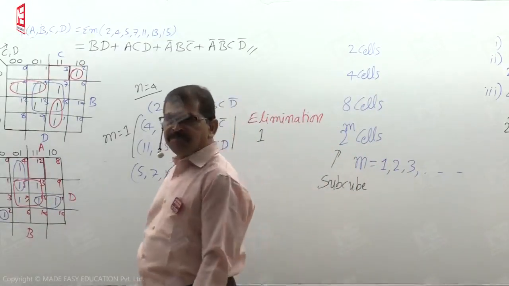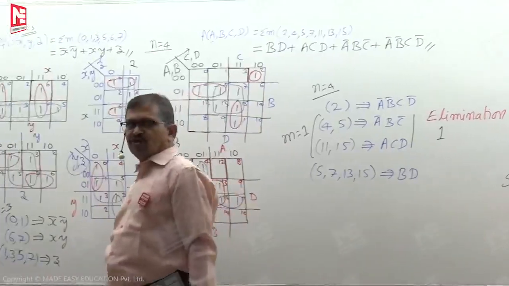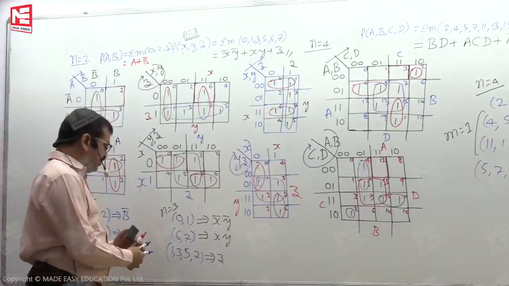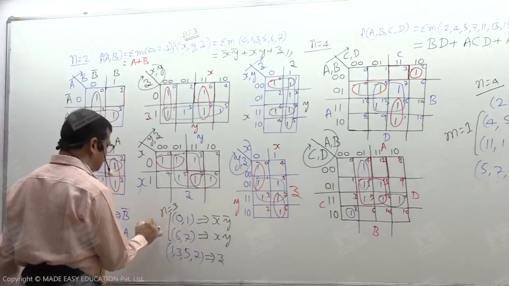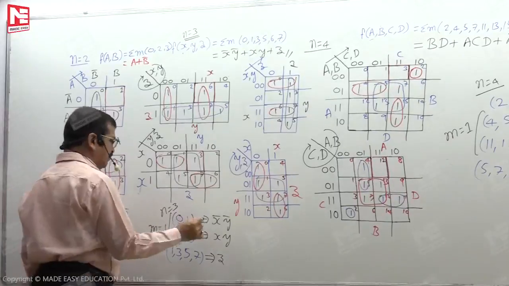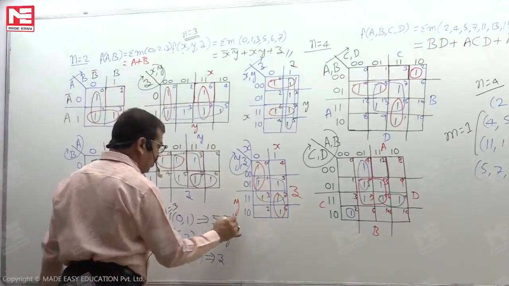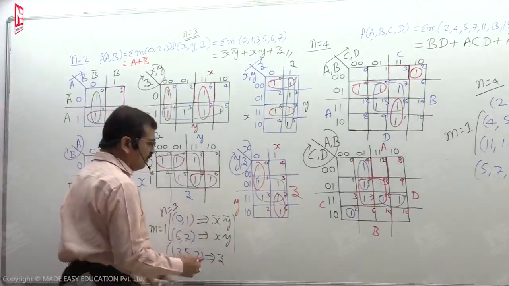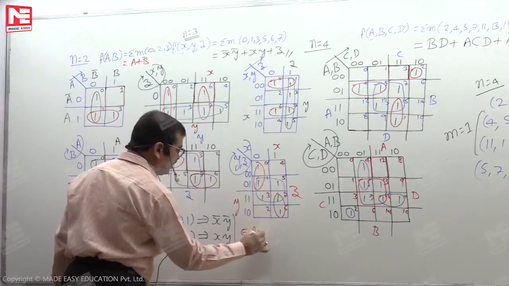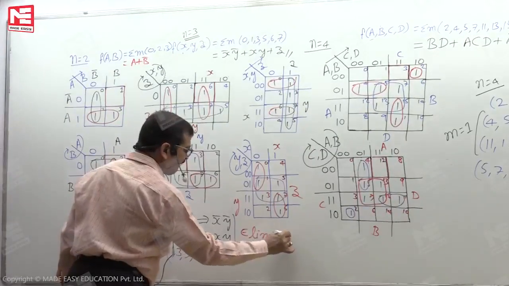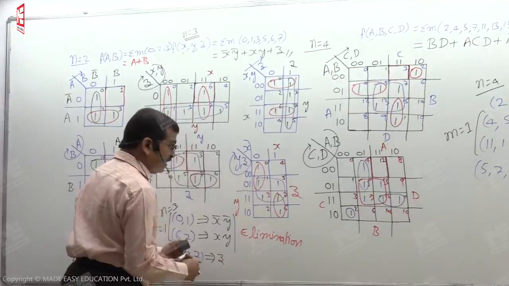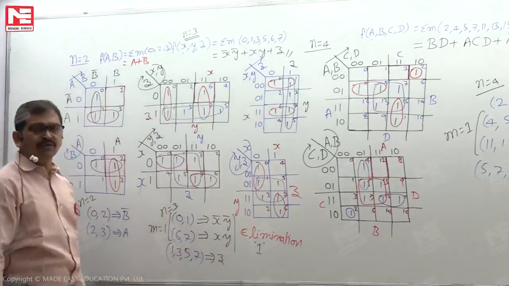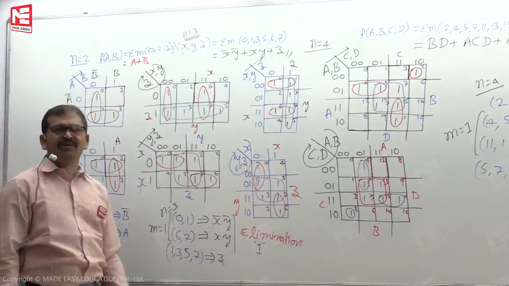Similarly, in this 3 variable Boolean function also, we have subcubes of 2 cells, that is M is 1. And the products we are reading here are with 2 literals. Here also elimination is for 1 variable, because the function is on 3 variables and the products have 2 literals. So elimination is for 1 variable.